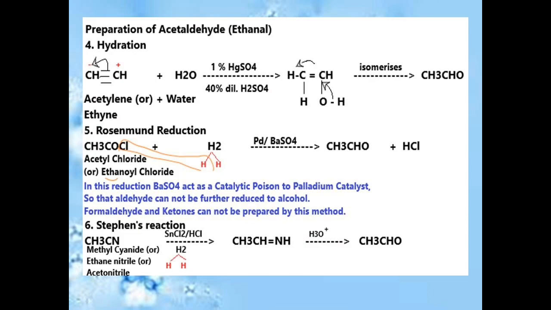The next one, Stephen reaction. Here methyl cyanide, another name of which is ethane nitrile or acetonitrile, in the presence of zinc chloride and HCl, undergoes a reduction process. Reduction means addition of hydrogen. One hydrogen is added to the carbon, another hydrogen is added to the nitrogen, so that we get one type of compound. That compound is added with the hydronium ion. The oxygen alone is added to the CH3CH, and the remaining H3 is added to the NH, so that we get ammonia.